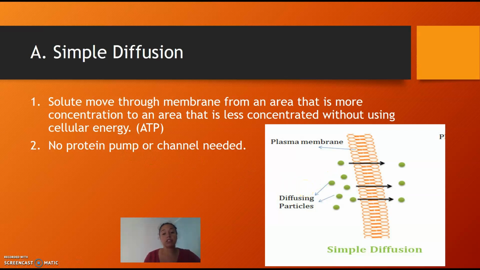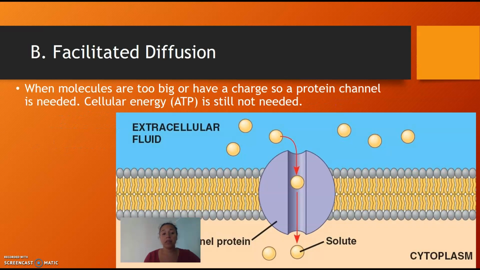So that's simple diffusion. It's very simple. It just goes right through the membrane. Facilitated diffusion. Facilitated means you need help. You still don't need ATP, because it's going from a high concentration to a low. As long as your solutes are going from high to low, you will not need energy. So outside of your cell, you have more than inside, so it's going to go from high to low, and it's going to transfer through your channel protein. So this one would just be a channel. It's just an opening. It's not a pump. It's just going to flow through.